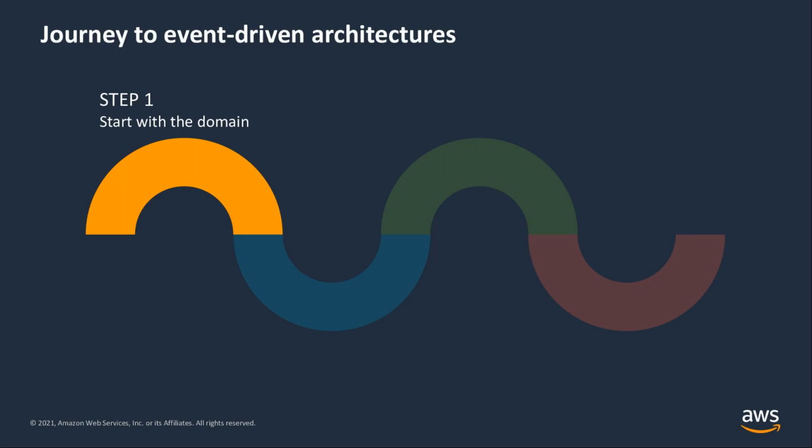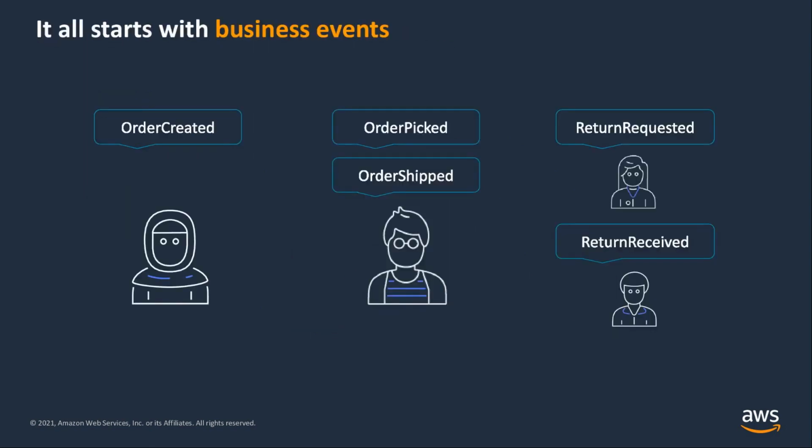Okay, so how do you start doing event-driven architectures? Well, it all starts with what we call the domain. So what does a domain mean? It's what we call the business logic and business events, which refer to the higher level rules that model how the business objects interact with each other.